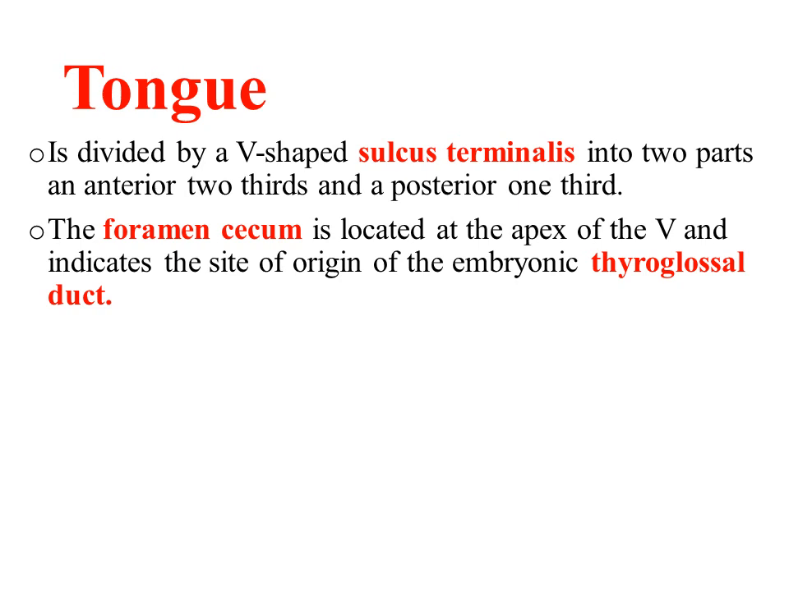Let us move on and talk about the tongue. The tongue is a striated muscle. It is a muscle group. The tongue is divided by the V-shaped sulcus terminalis into two parts, anterior 2/3 and posterior 1/3. The foramen cecum, located at the apex of the V shape, divides the tongue into anterior and posterior parts. This indicates the origin of the embryonic thyroglossal duct.